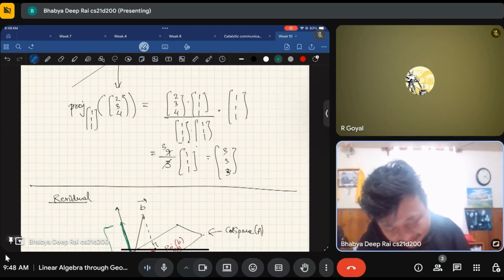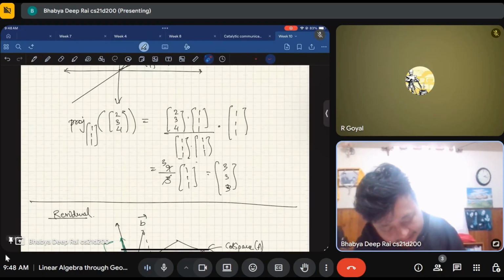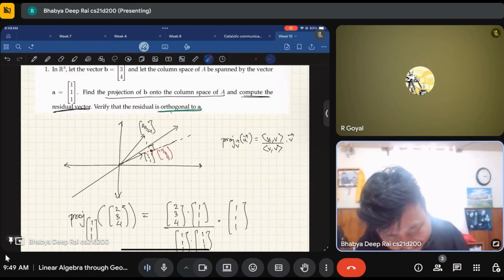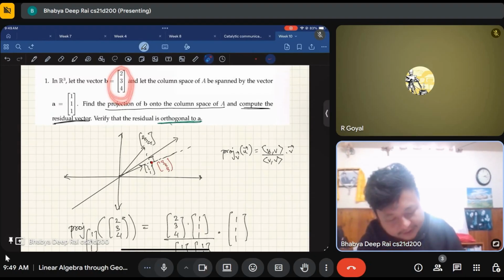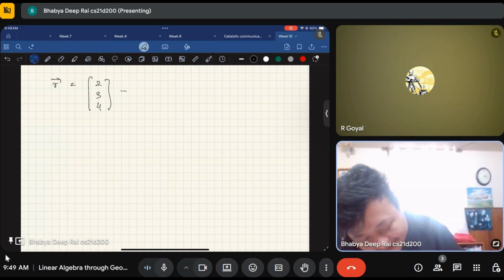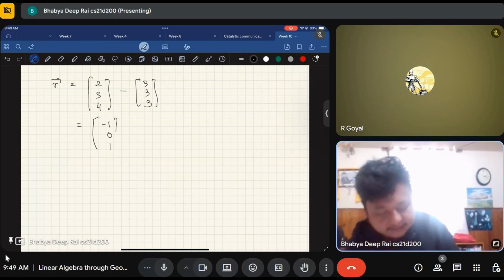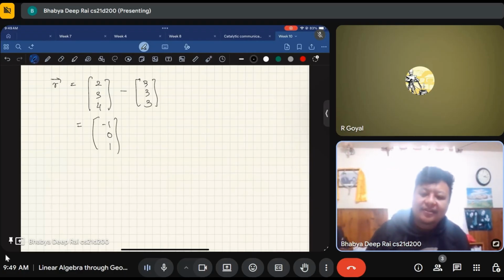Let's compute the residual vector then. You've got your Ax star, or equivalently your projection, to be (3,3,3), and you've got your b, the vector to be projected, is (2,3,4). So all you need to do is (2,3,4) minus (3,3,3). So r is equal to (2,3,4) minus (3,3,3), which comes to (-1,0,1), since 4 minus 3 is 1. So this is your residual vector.